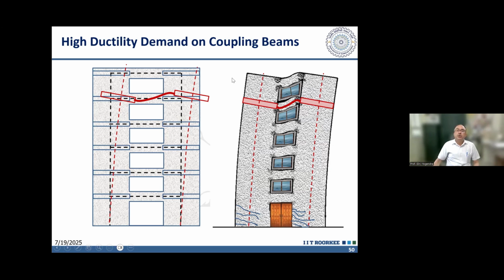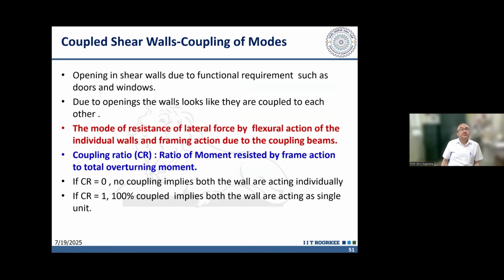And due to reversible nature of earthquake, the tension will occur on one face, and then when the earthquake reverses its direction, the tension will occur on the other face. So first, the energy dissipation takes place in the coupling beams, and then finally the hinges will form at the base of the shear wall, and these will also dissipate energy.